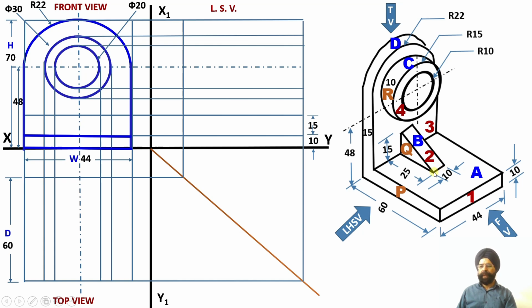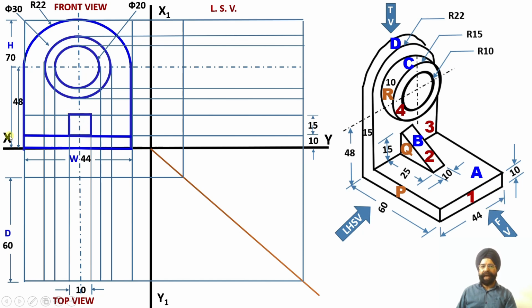So the width of this web is equal to 10 millimeter, which means it will have an offset of 5 millimeter on the right and 5 millimeter on the left side. The height of 15 millimeter I have already marked. Please check, this height of 15 millimeter was already marked. So this rectangle right over here gives me the front view projection corresponding to surface number 2.